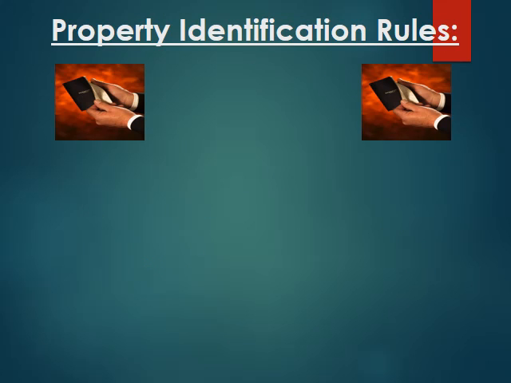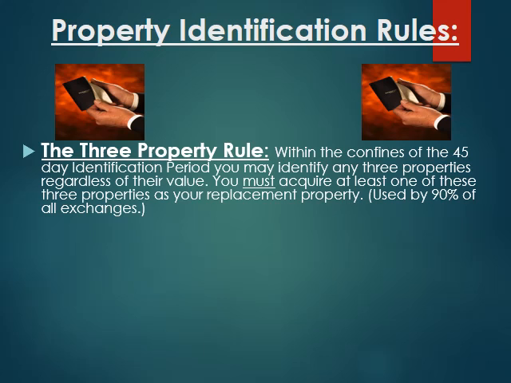Okay, property identification rules. Basically, there are 3 sets of rules. The 3 property rule states that within the confines of the 45-day identification period, you may identify any 3 properties regardless of their value. Now you must acquire at least one of these 3 properties as your replacement property. It's used by 90% of all exchanges.